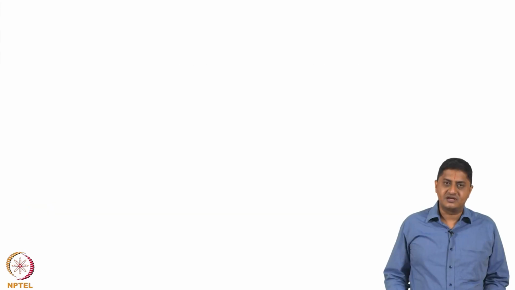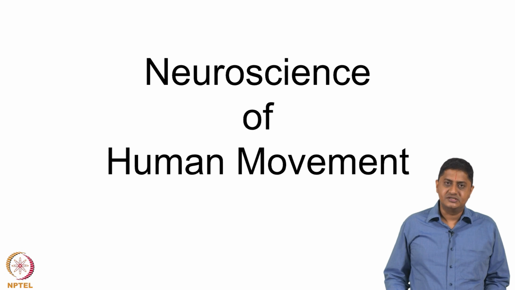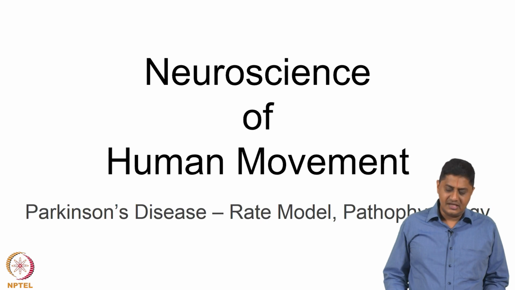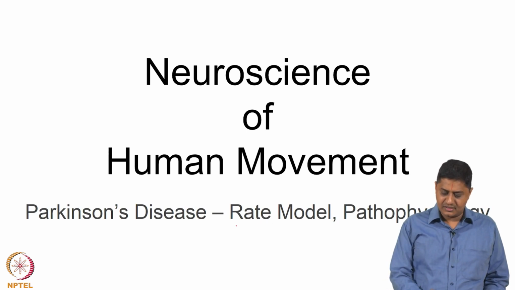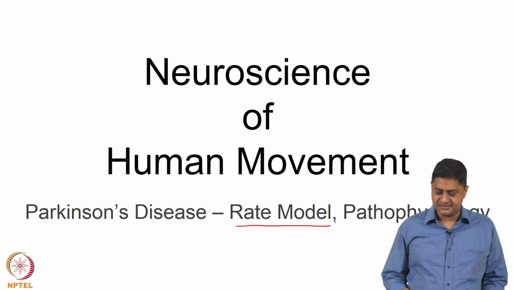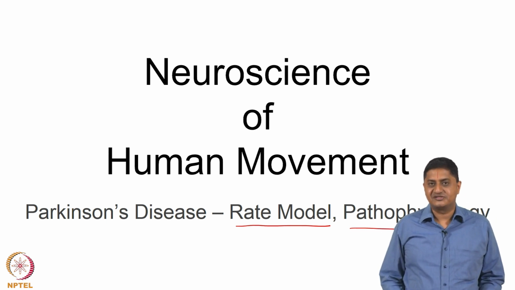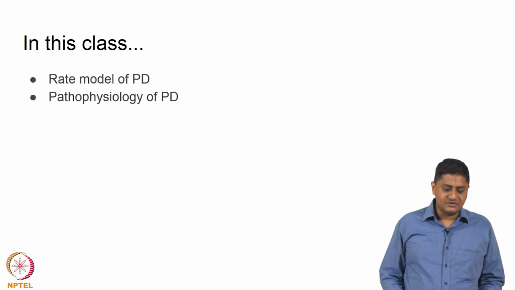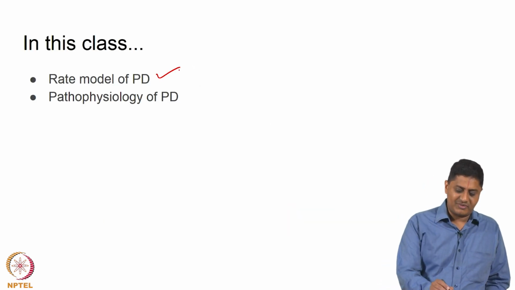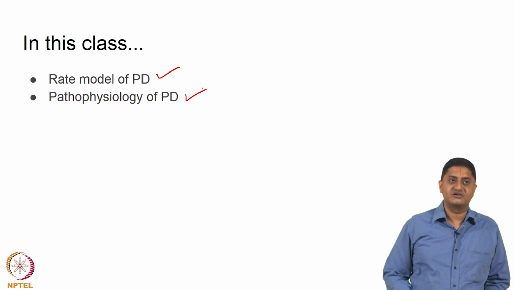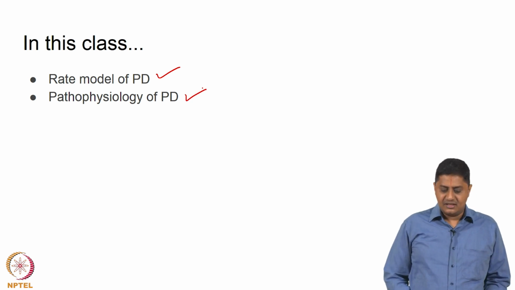Welcome to this class on Neuroscience of Human Movement. In this class we will discuss a specific disorder of basal ganglia, that is Parkinson's disease. One particular model of Parkinson's disease and whatever little pathophysiology of Parkinson's disease that we know about. So, in this class we will discuss the rate model of Parkinson's disease and pathophysiology of Parkinson's disease.